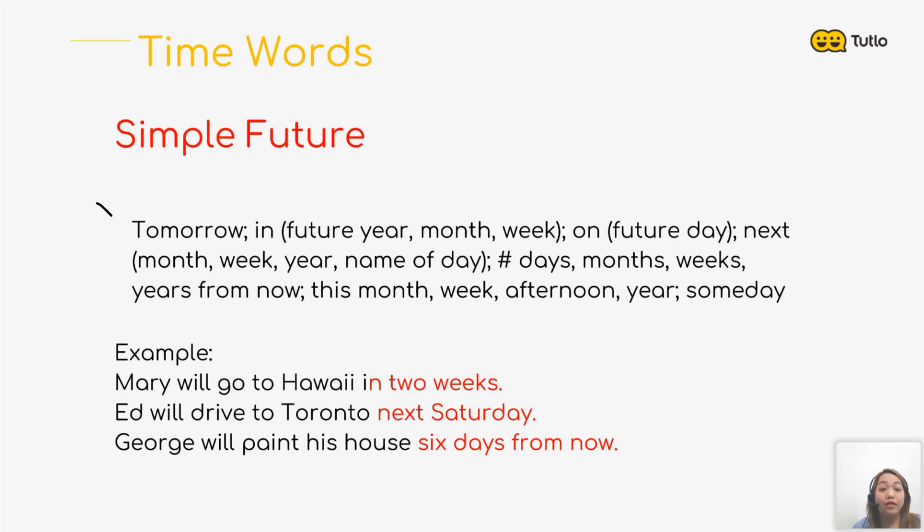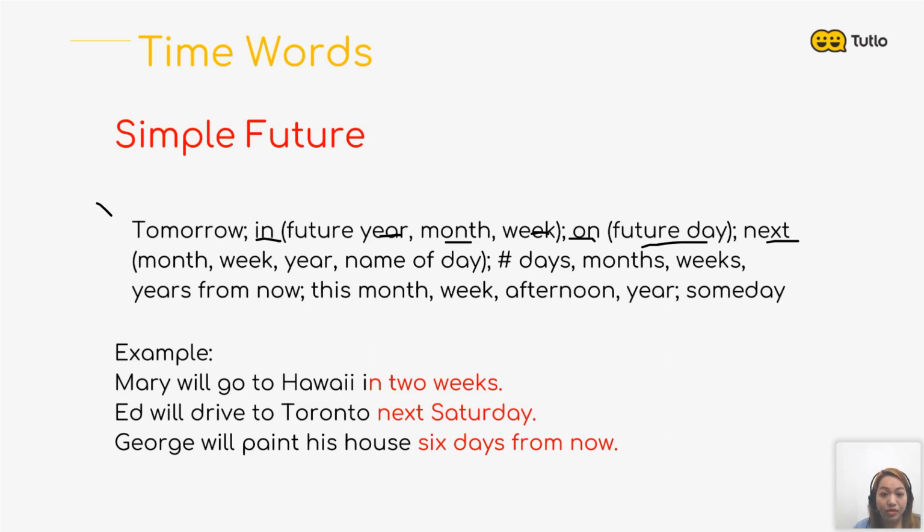Tomorrow, in the future year, in the future month, and in the future week. We can also say on. We can also use the preposition on, by the way, if you're talking about day. But if you're talking about year, month, or week, we need to use the preposition in. Next, we can also use next. All right. Yes. Next month, next week, next year, next name of day. Yes. And the number of days.